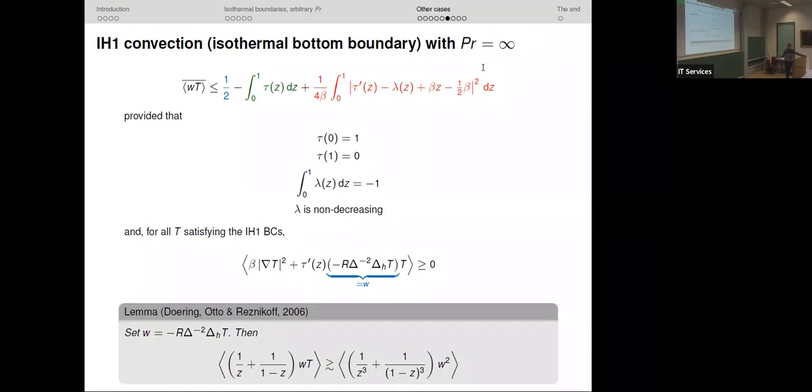And here, I will use a result by Doering, Otto, and Reznikov, which was derived for Rayleigh-Bénard convection, but actually is a result about the bi-Laplacian equation linking W and T. And it says that if I were to choose tau prime to be 1/z plus 1/(1 minus z), so this means that tau is somehow a logarithmic function, then this sign indefinite term, when W is given by the right function of the temperature, is actually positive. So this term here, which is a priori indefinite, if I chose my tau to be this logarithmic function, is actually positive, and so I don't have to worry about it.